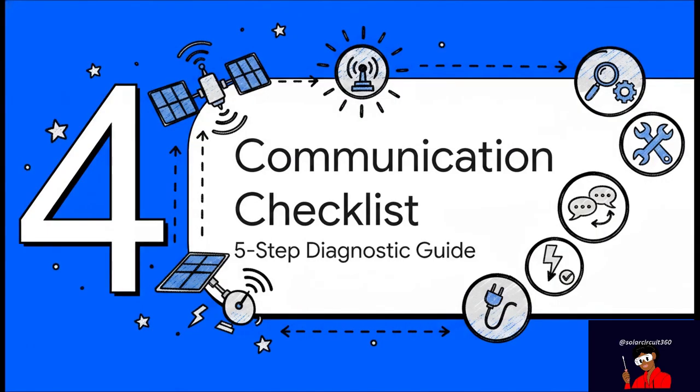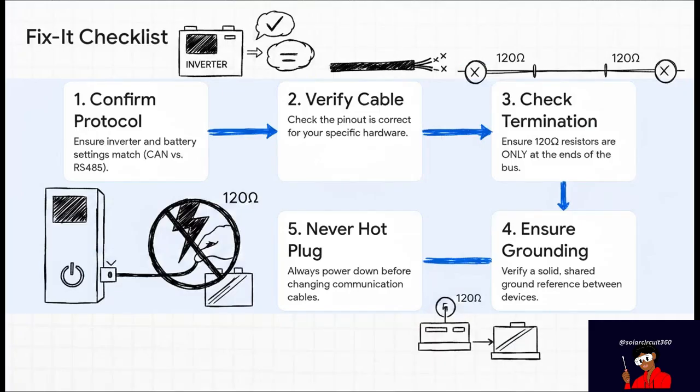Okay, we've gone through the problems, we've talked about the risks. Let's finish this up with an actual, actionable plan. Here is a simple 5-step checklist you can use to diagnose and fix pretty much any communication issue you're going to run into. Let's run through it. Number 1, confirm the protocol. Go into the settings and make sure your devices are actually speaking the same language.